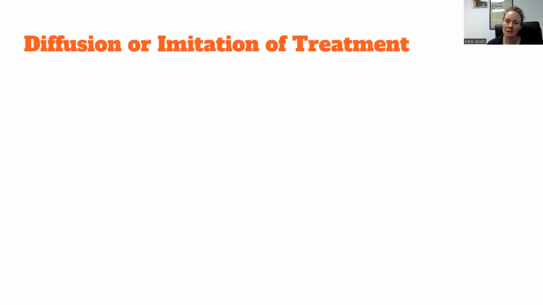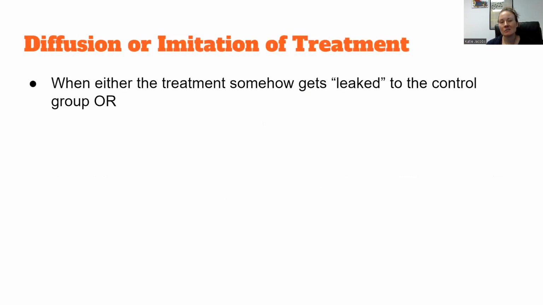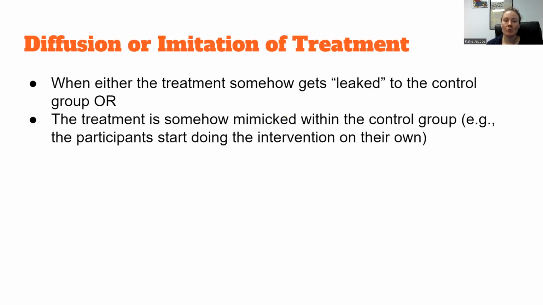We also have diffusion or imitation of treatment. This is when you're doing some sort of treatment or intervention study and the treatment somehow gets leaked to the control group, or somehow the control group just starts doing the intervention on their own. It's mimicked within the control group somehow.